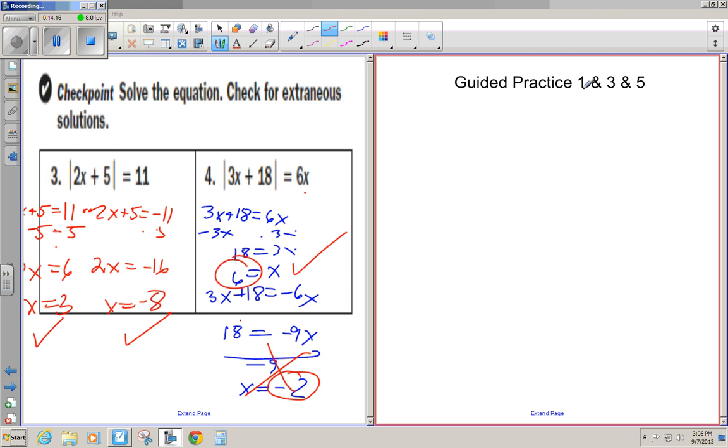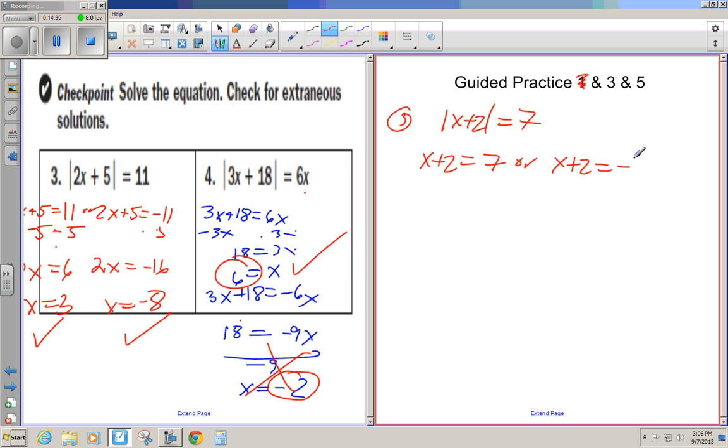All right, we're going to not do guided practice 1. You need to do it. I'm going to take a look at number 3. It's the absolute value of x plus 2 equals 7. So in this situation, x plus 2 equals 7, or x plus 2 equals the opposite of 7, so negative 7. So we subtract 2 from both sides. So x is either 5 or x equals negative 9.